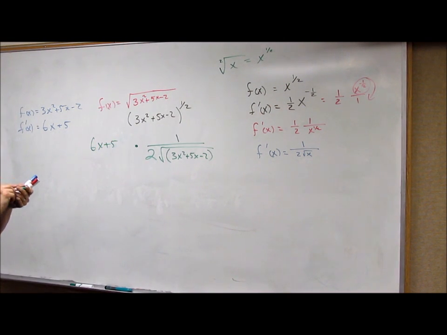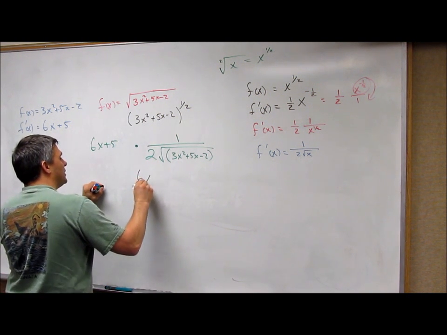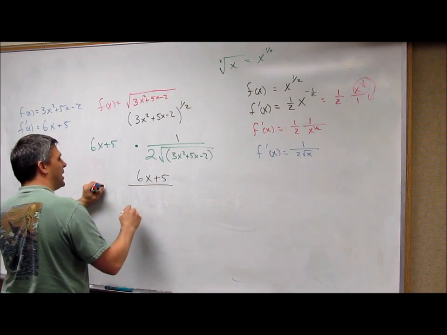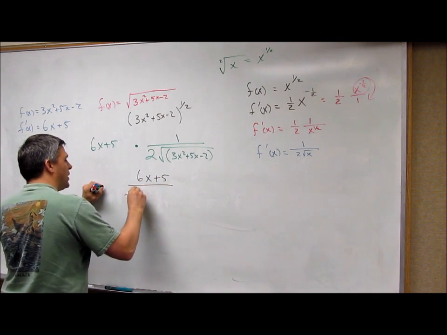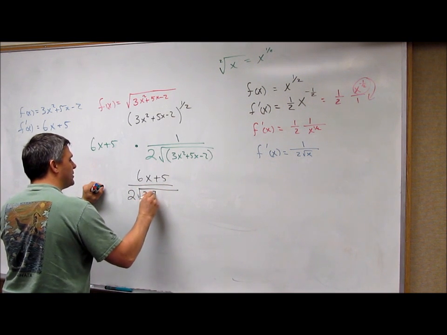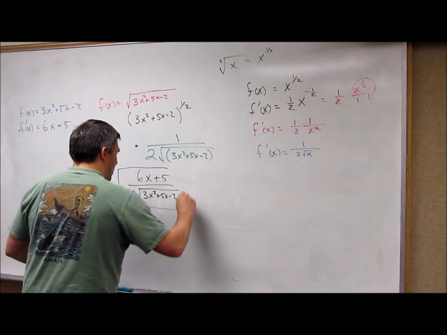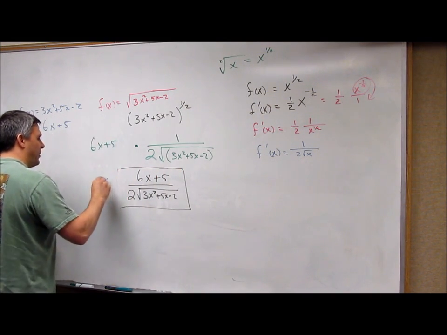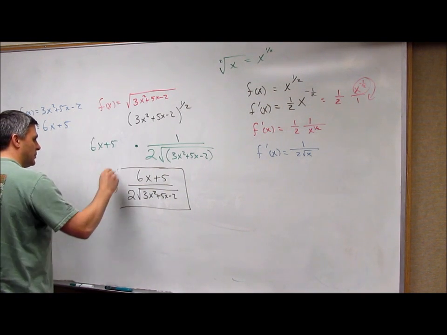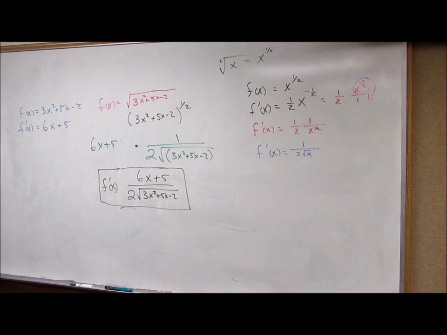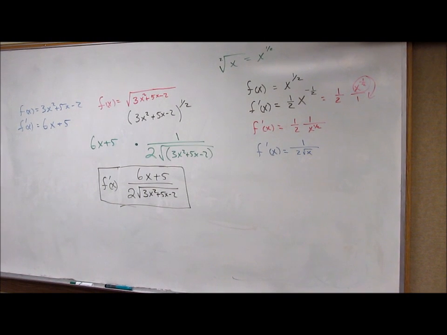And our answer is 6x plus 5 divided by 2 square roots of 3x squared plus 5x minus 2. All right, that is f prime of x. Okay? That's just another way of doing it, but with square roots. And we'll save the rest for the next time.